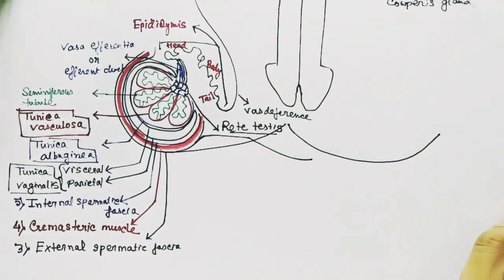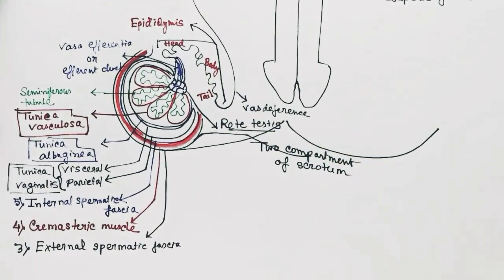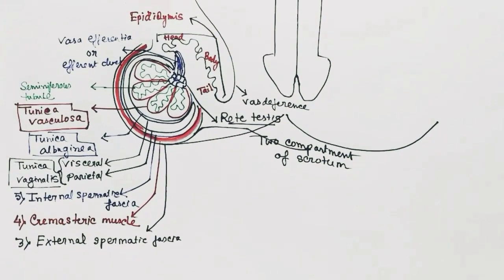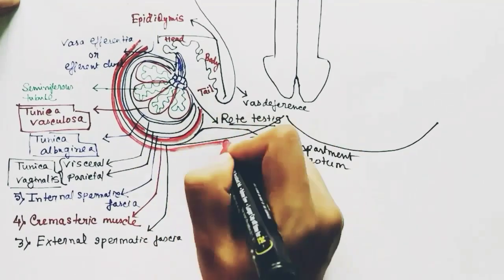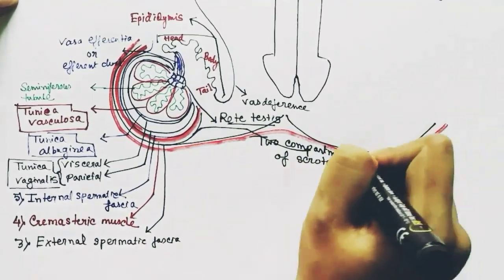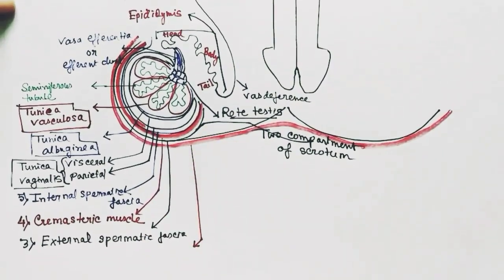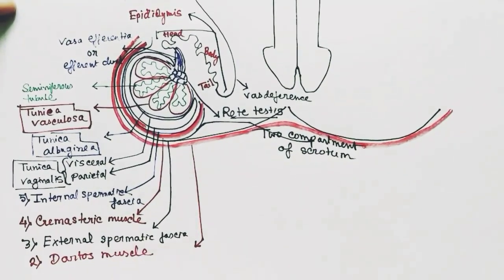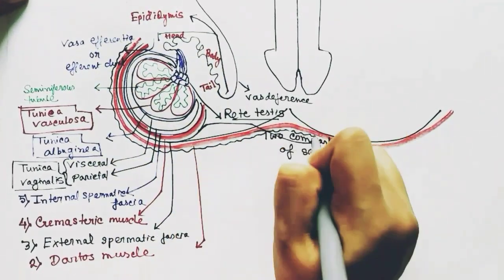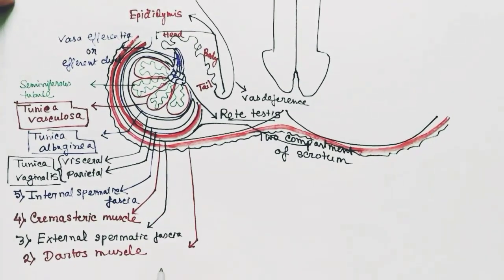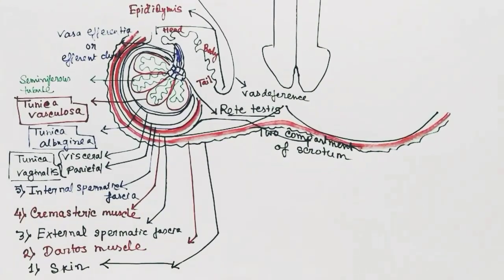That means it is the covering of the scrotum which is covering both the testes, and this is the layer which divides the two compartments of the scrotum. Above this external spermatic fascia, there is another muscle layer. This muscle layer is the dartos muscle layer. It covers the whole scrotum. And the final layer which we can see from outside is the skin of the scrotum.